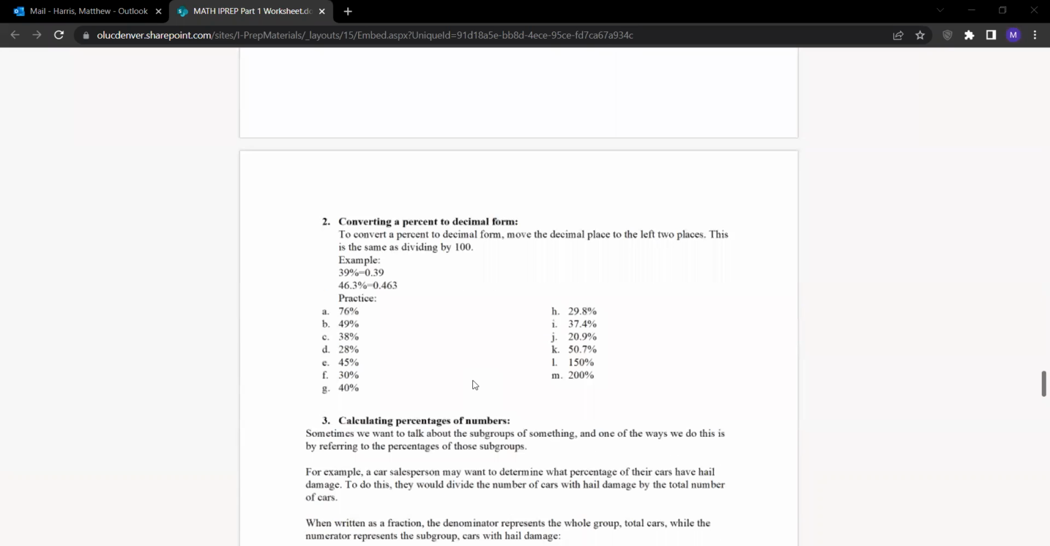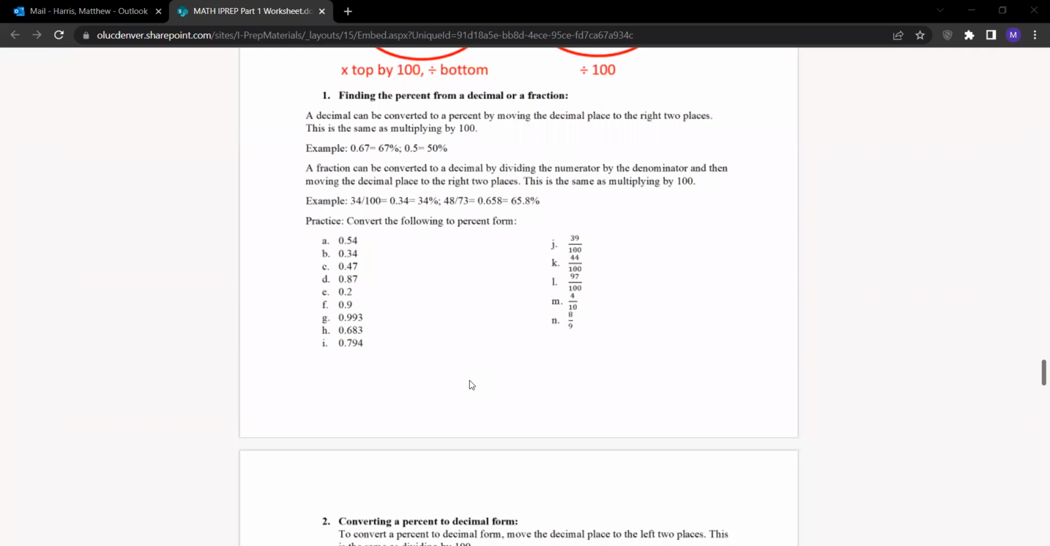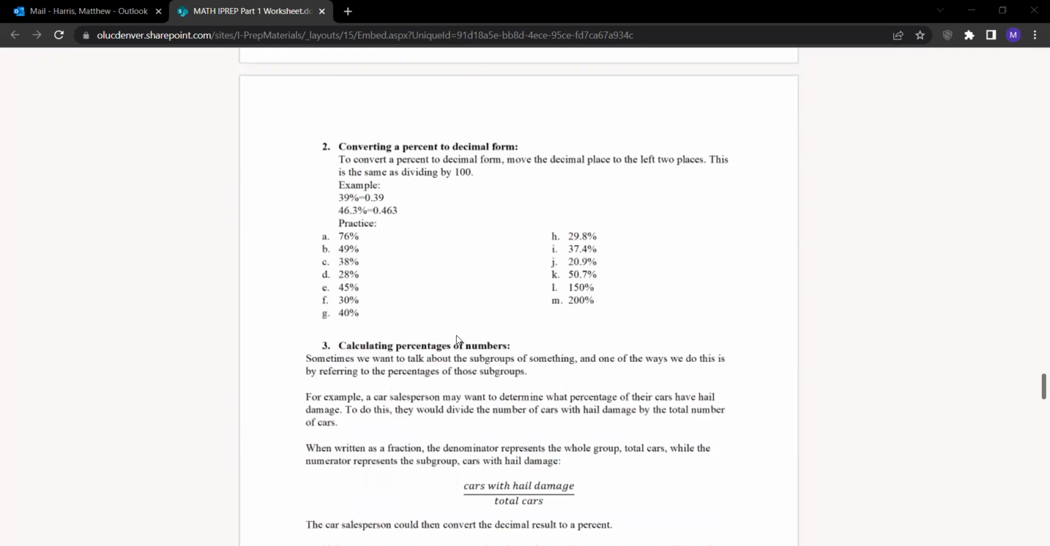Now let's move on to converting a percent to decimals. We just went from decimals to percents and even fractions to percents. Now we're going to go from percents to decimals. To convert a percent to a decimal, all you need to do is move the decimal to the left 2 places. That is the same as dividing by 100. It's nice and easy, nothing crazy. Right here we have the decimal, we move it there. It's going to give us 0.76. Here, move it over 2, so it's 0.49.